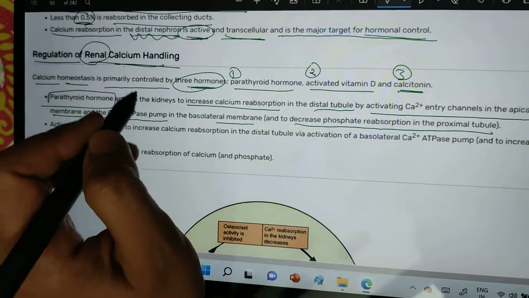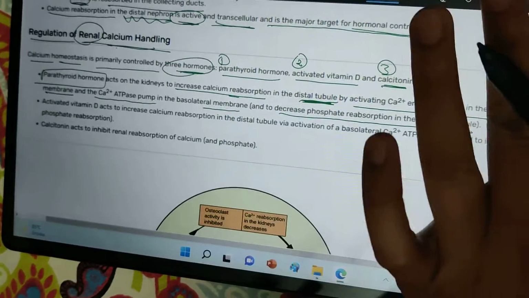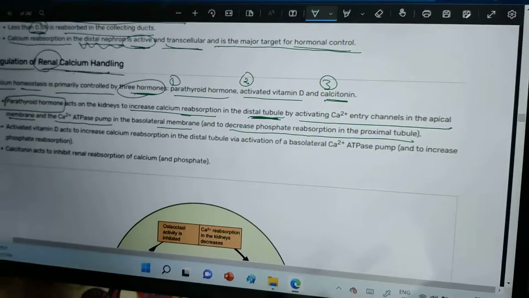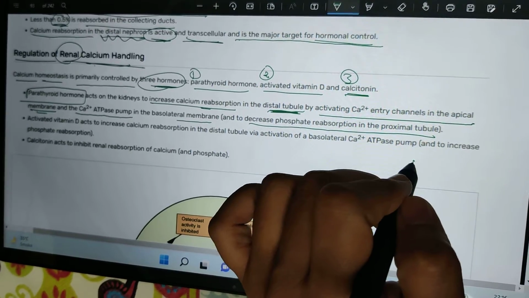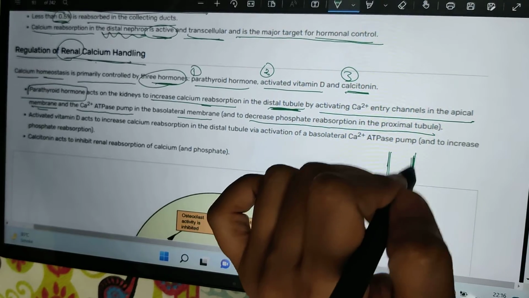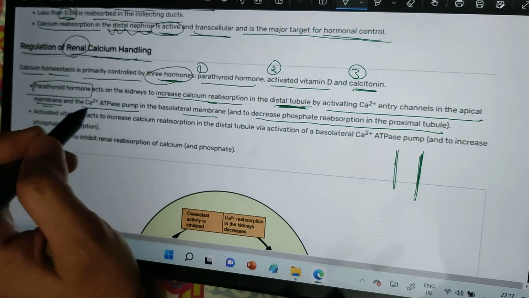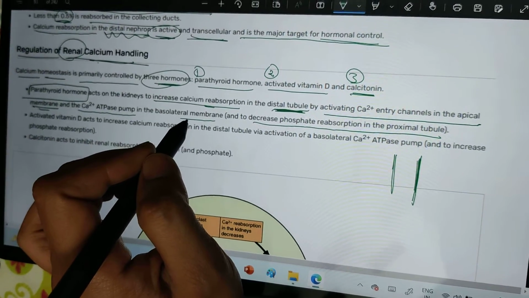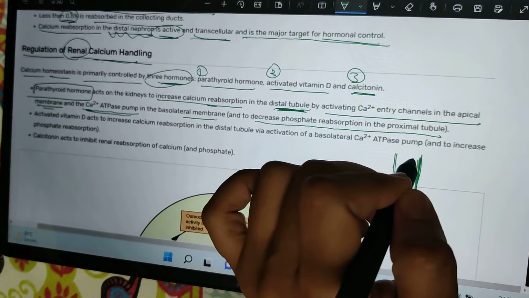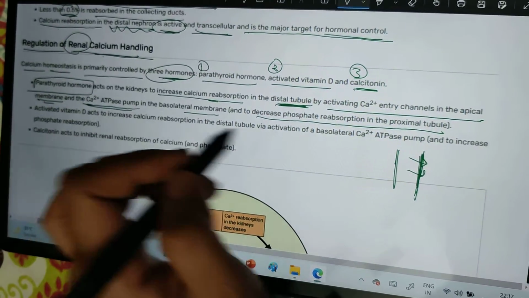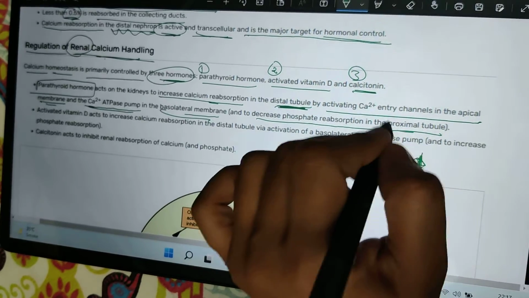How does parathyroid hormone cause the reabsorption of calcium? It increases the calcium reabsorption in the distal tubules, as we have seen earlier, by activating the calcium entry channel in the apical membrane. This is the lumen, and outside is the apical membrane. So it activates the calcium entry channel in the apical membrane and the calcium ATPase pump in the basolateral membrane, and decreases the phosphate reabsorption in the proximal tubule.